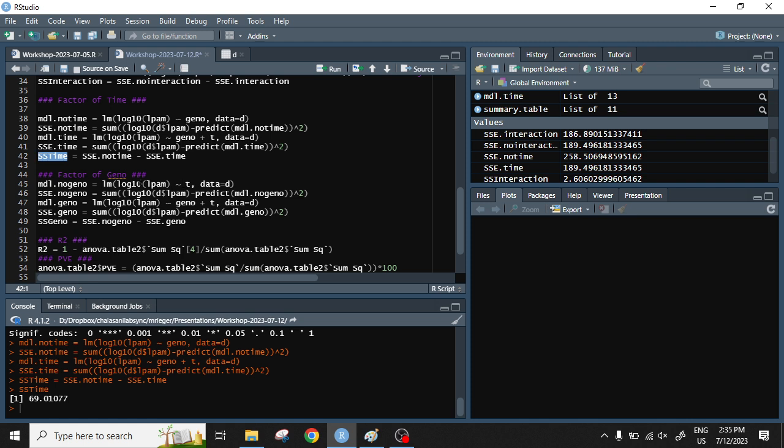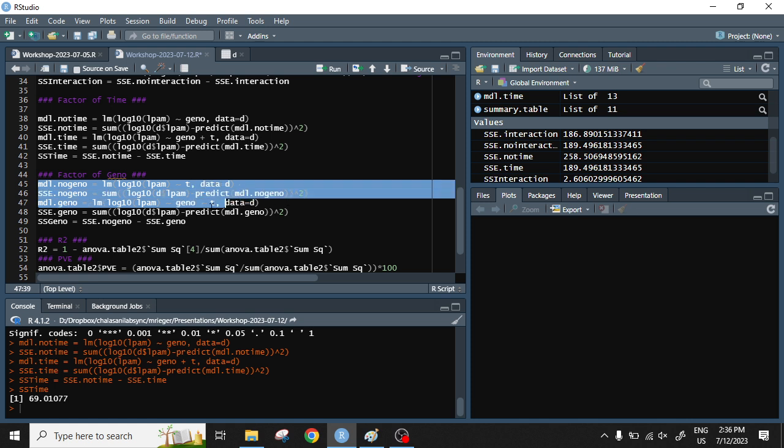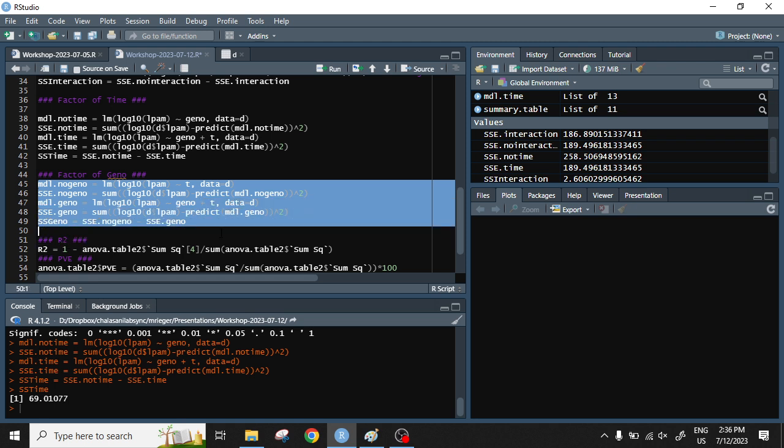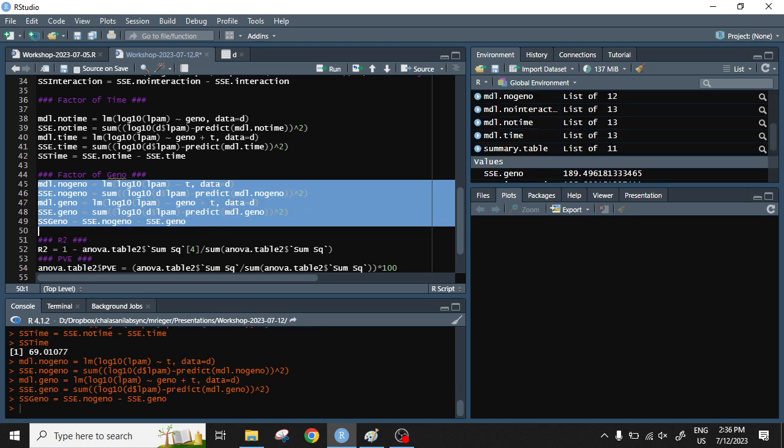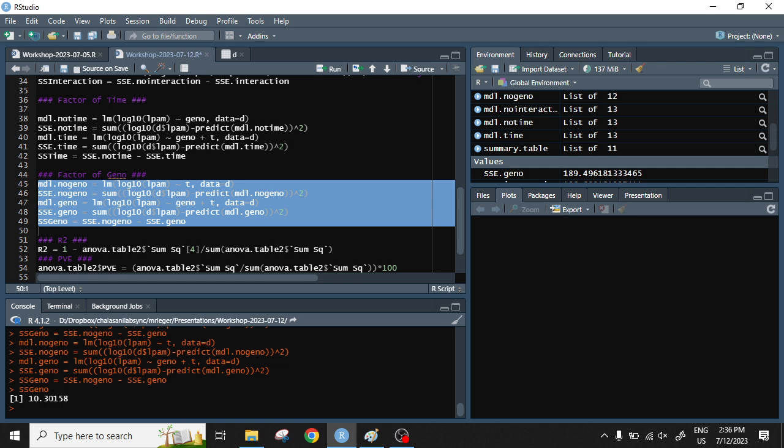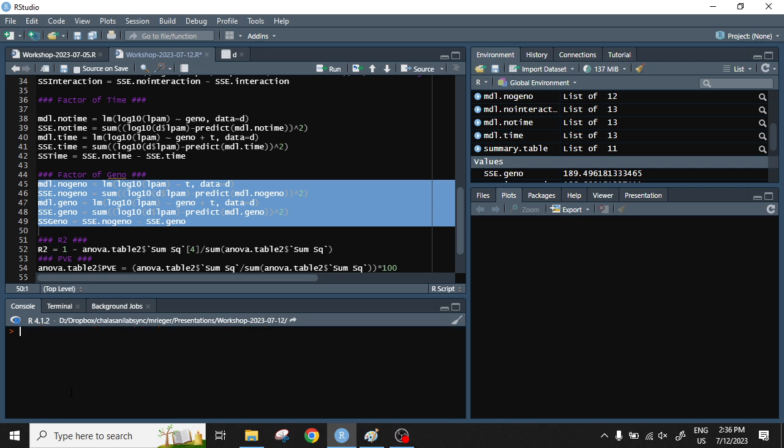And lastly, you can do the same thing with the genotype. You can say, I'm going to consider a model that only has a time relationship, but no change in the intercept at all, and compare that to a relationship that has the change in the intercept, right? And then compare those two together, and you end up with this number, which is 10.3030. And again, that is how, in the ANOVA table, that's what this is.